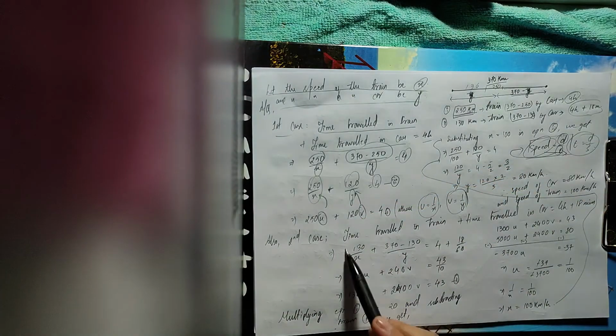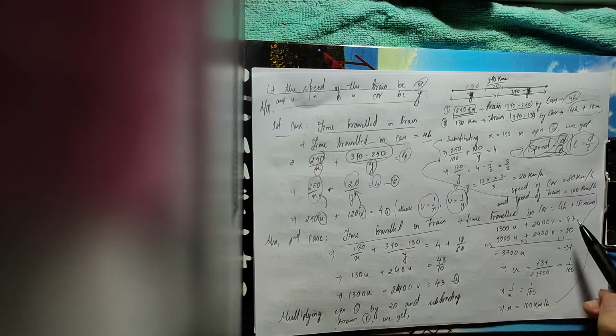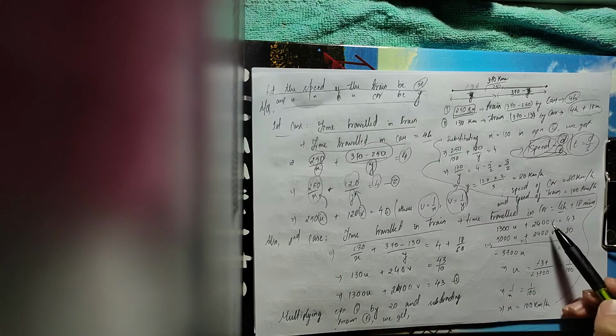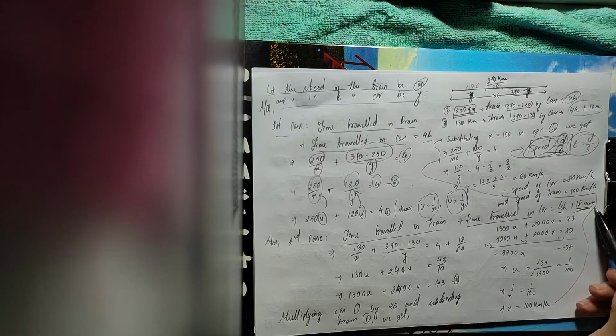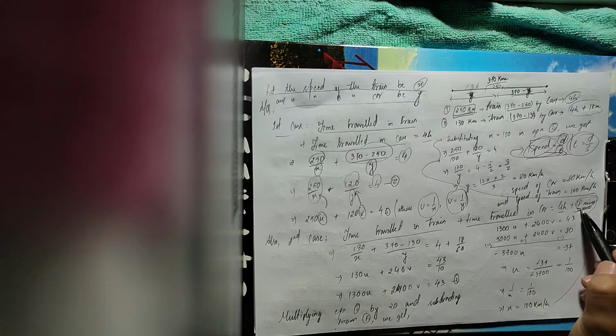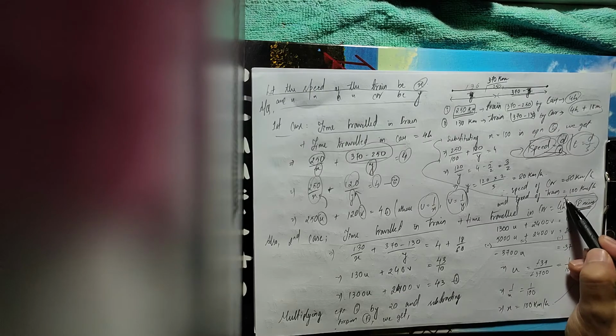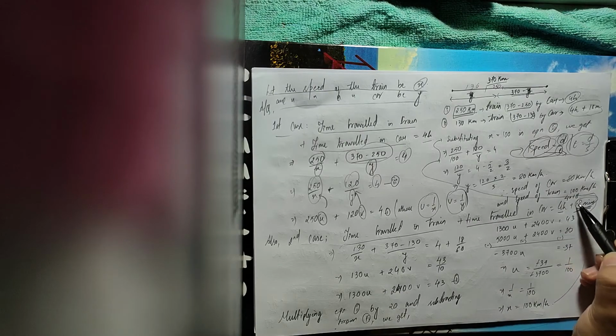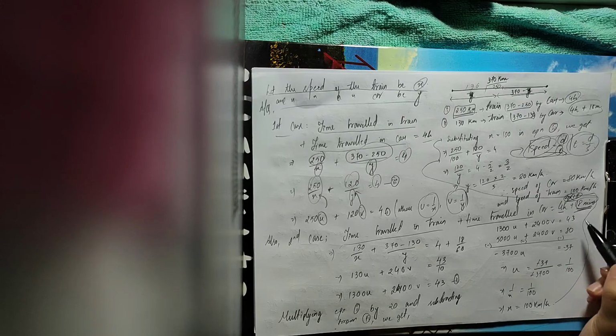Second case, again the time traveled in the train plus time traveled in the car is equal to 4 hours and 18 minutes. 18 minutes more means plus 18 minutes, but we can't just add. Please don't make a mistake of writing 4.18, it is not like that. You'll have to convert this 18 minutes into hours, that is nothing but 18 by 60.